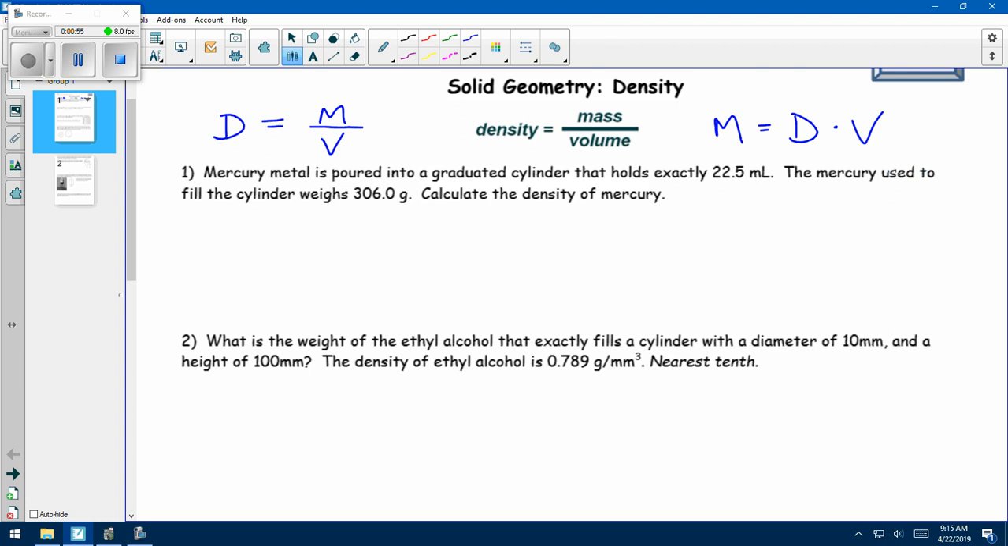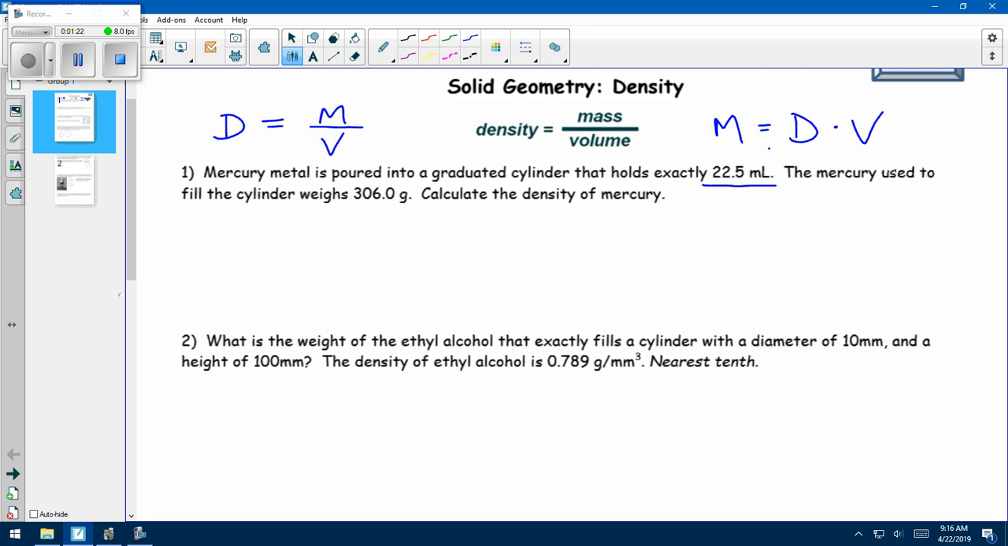So we'll go through some examples quickly on the front page here, and what I'm actually more interested in is hopefully getting to the two examples on the back, because those are actually old Regents exam questions of how you can see density modeled in a short answer type situation. So the first question is about mercury metal being poured into a cylinder that holds exactly 22.5 milliliters. And what I'll tell you about this holding that many milliliters, that's really your volume component.